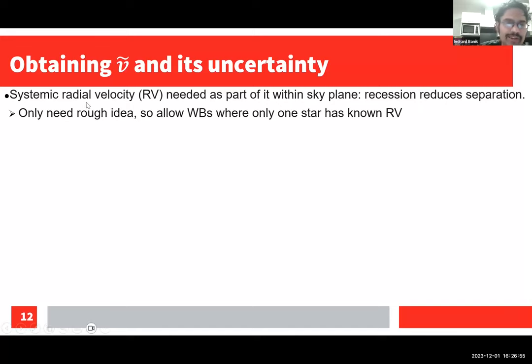But because we only need the systemic radial velocity roughly, it's fine if we have the radial velocity for just one of the two stars in the wide binary. So it won't matter if you think the wide binary is receding at 20 kilometers per second when it's actually 20 and a half or something. This isn't a big deal. But if you implicitly assume that the wide binary has a radial velocity of zero, when in reality the whole system is receding at 20 kilometers per second, that can affect the results a little bit. So we waited for DR3 to get around this issue.